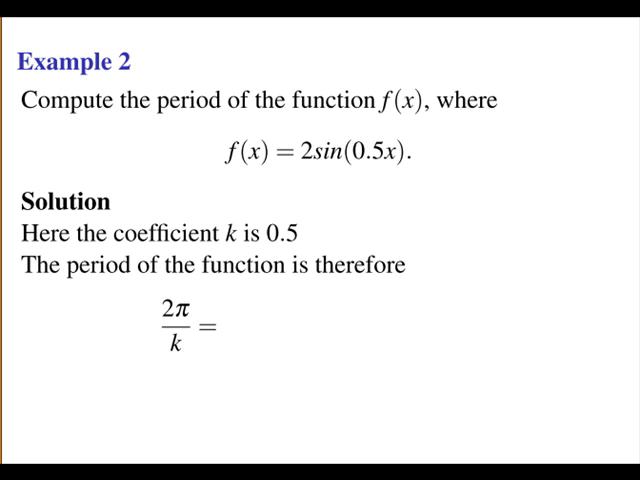So here's our second example. Compute the period of the function f of x, where f of x equals 2 times sine of 0.5x. Here the coefficient is 0.5, but we're going to just make a remark: 1 over k is 2. So the period of the function is therefore 2 pi divided by k, which we're going to write as 2 pi times 2, and that is 4 pi. So that's the period of this function.